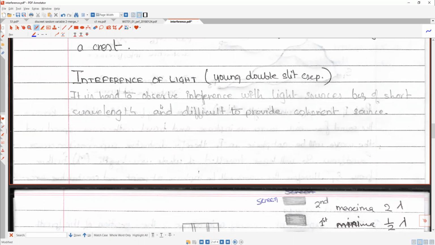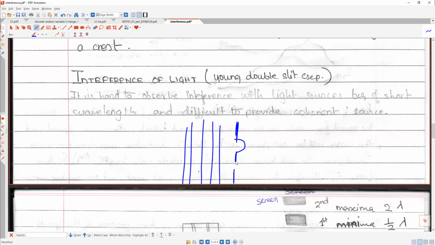If you need it. Now we are going to learn about interference of light. Okay. It is hard to observe the interference with light. You know why? Because light cannot be diffracted properly. Like for example, if you have water waves, for example, what will happen?